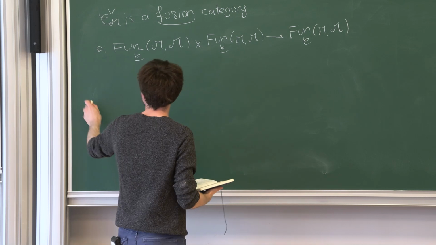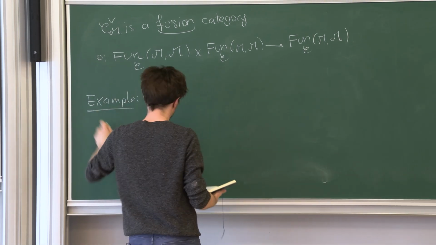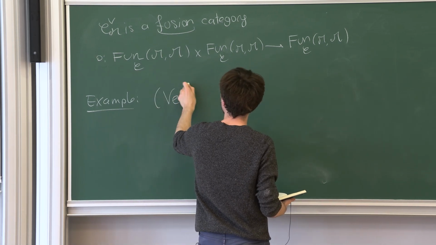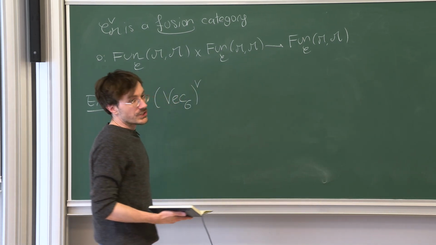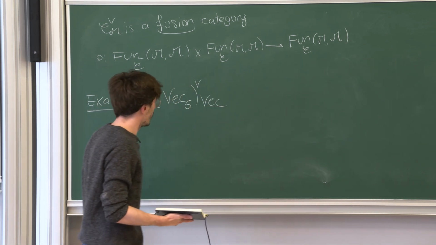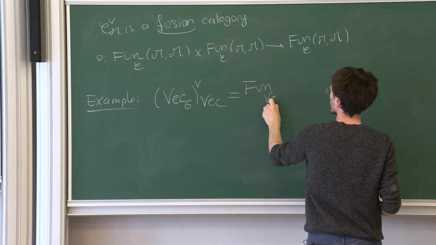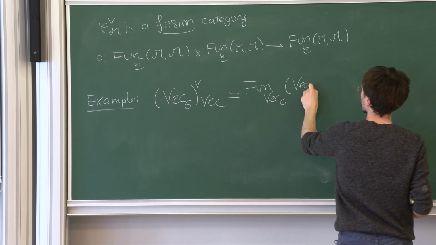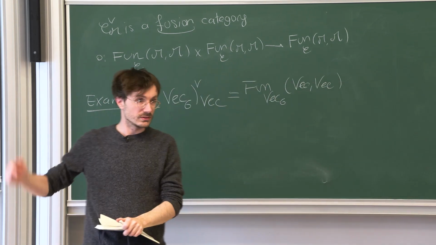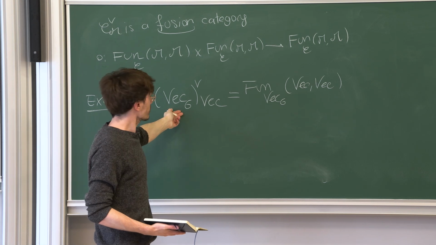So this example is, I'm going to compute the dual of Vec_G with respect to Vec, right? I'm just applying the definition. In principle, you already know the answer. I start from a G symmetry.